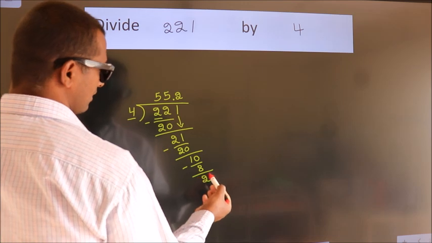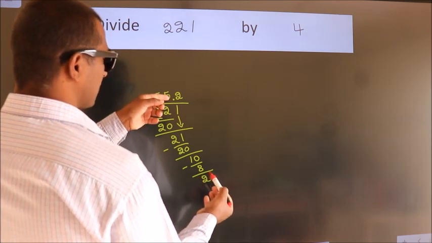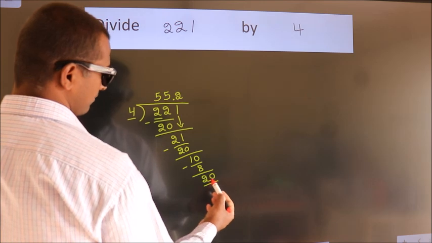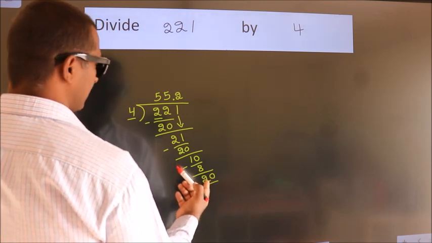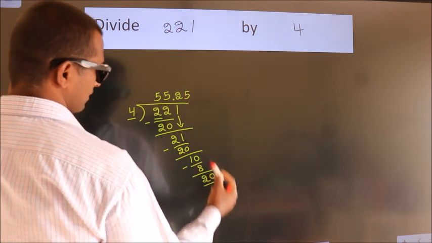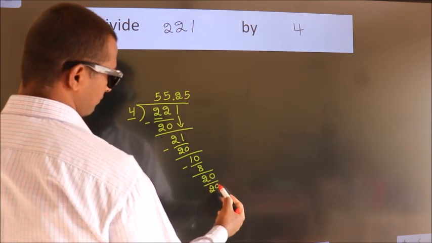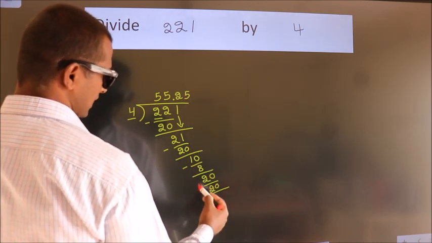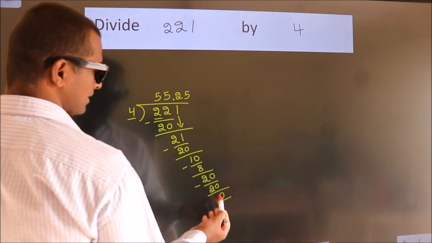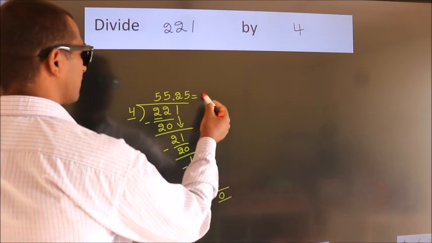After this, we already have the decimal, so directly take 0. So 20. When do we get 20? In the 4 table, 4 fives, 20. Now we subtract, we get 0. We got remainder 0. So this is our quotient.